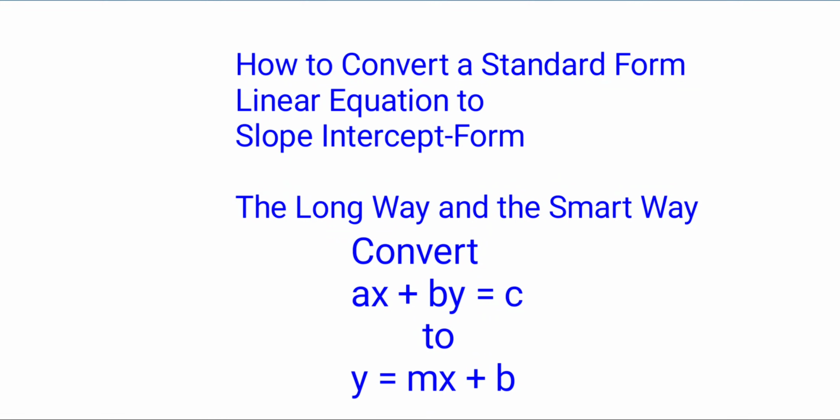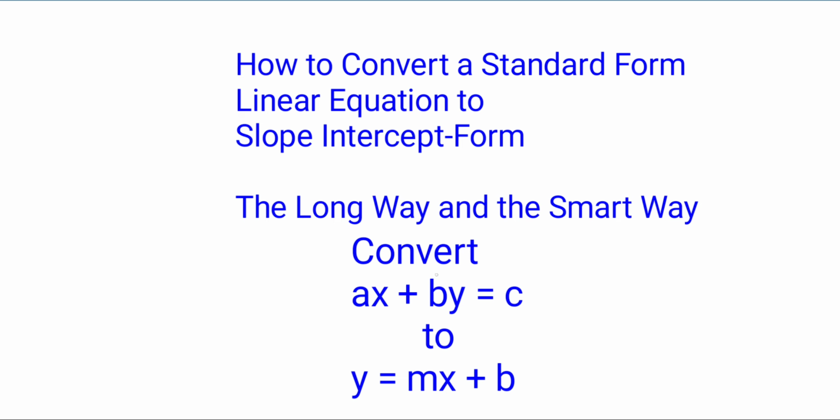I'm a retired math teacher and I'm going to show you how to convert a standard form linear equation to slope-intercept form. I'm going to show you the long way because that's what the teachers are supposed to do. That's what we're required to do. But then I'm going to show you the smart way. Now, most math teachers won't do that. But I did come up with a smart way and I made sure all my students learned it.